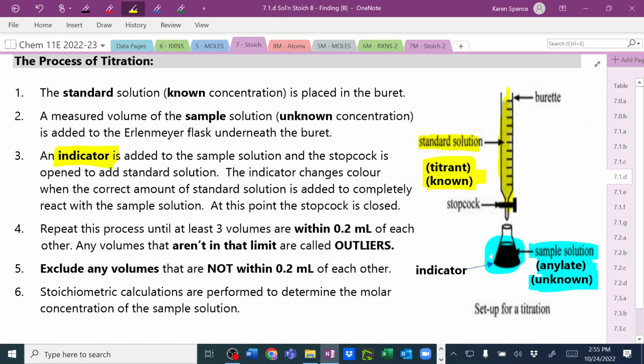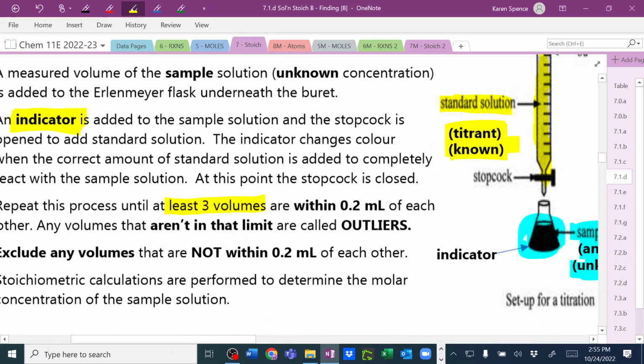And if you actually do some statistics on it, which we are not going to do because this is not a stats course, you can find the standard deviations and all that kind of stuff. But we are not doing that. We're just going to take at least 3 volumes, and they should be within 0.2 milliliters of each other. Okay, that 0.2 number is arbitrary. I have put it at that because that is a reasonably achievable goal by grade 11 students. In university, it might be 0.1 milliliter.